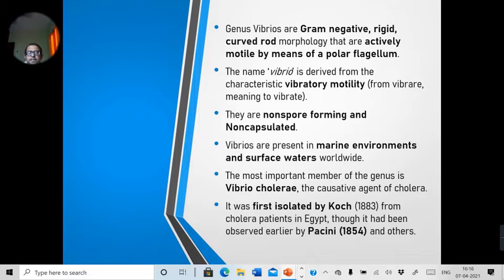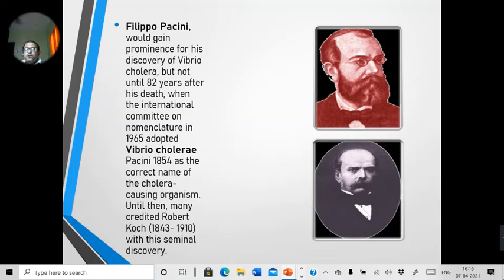Now this bacteria was firstly isolated by the scientist Robert Koch from a cholera patient in Egypt, but he is not the first one who observed this. Another scientist, called Pacini, is the man who first observed this bacteria in a patient. So the discoverer of this cholera bacteria is Filippo Pacini. He is the person who first observed this bacteria before Robert Koch, and because of that the name of this bacteria is given as Vibrio cholerae Pacini, after the name of this scientist. So firstly this bacteria was observed by Filippo Pacini. Later on it was also observed from a patient in Egypt by Robert Koch.